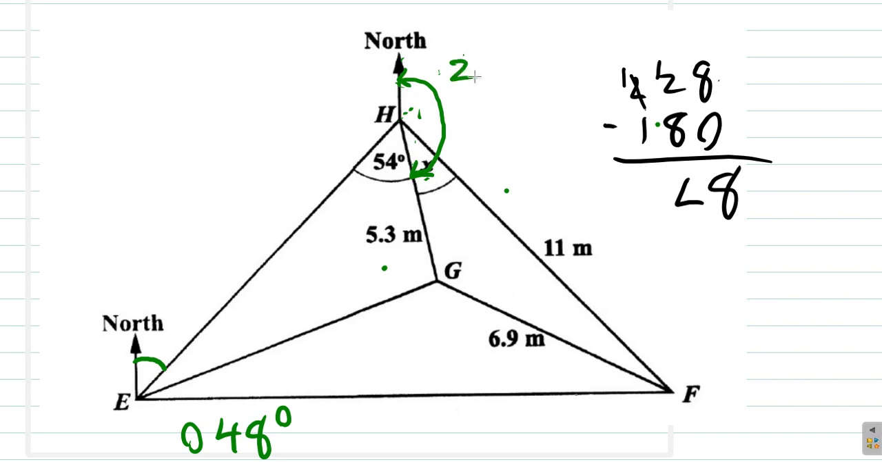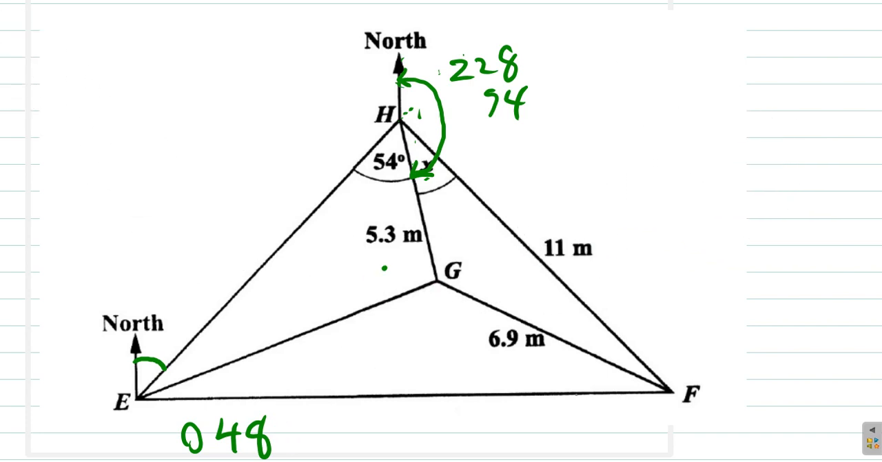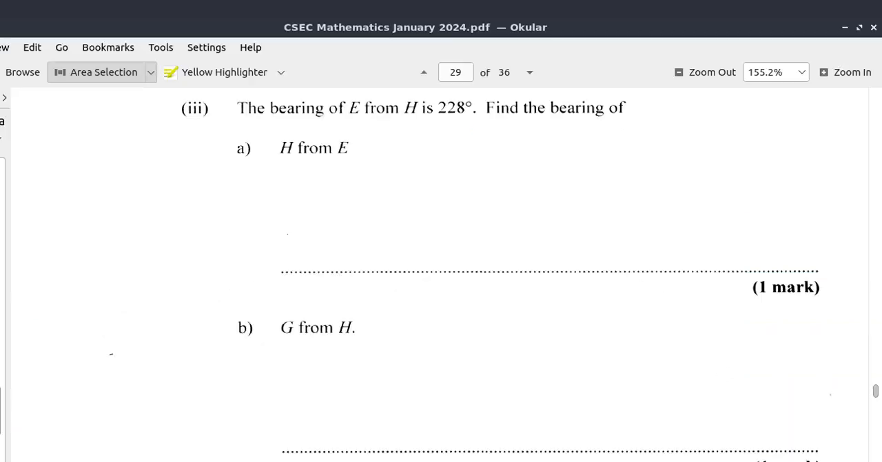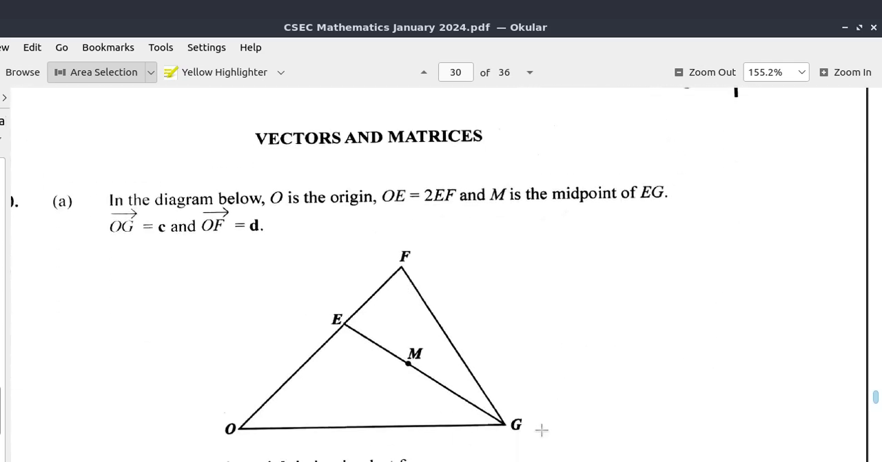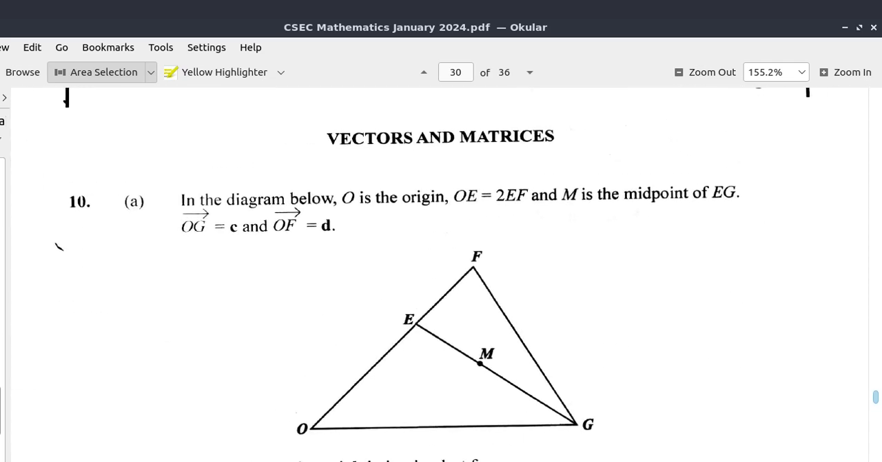So 228 minus 54 is what we would get. Let's erase all of this here. 228 minus 54. 8 minus 4 is 4. 2 minus 5, can't, so borrow one from this. 5, 6, 7, 8, 9, 10, 11, 12. This is 7. 174. Come on, that's 174. So it is 174 degrees. And that's the end of question 9. We go to question 10 another time.